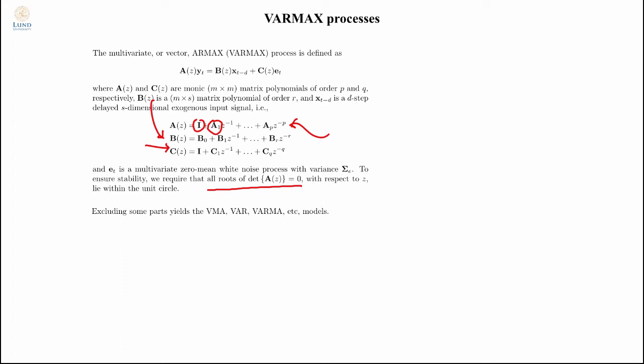Of course, I can exclude parts and have a VMA, vector MA, a vector AR, VARMA, and so forth, depending on which part I include. So basically all the standard definitions of the process follow, except that now my coefficients are matrices. Let's look at an example.